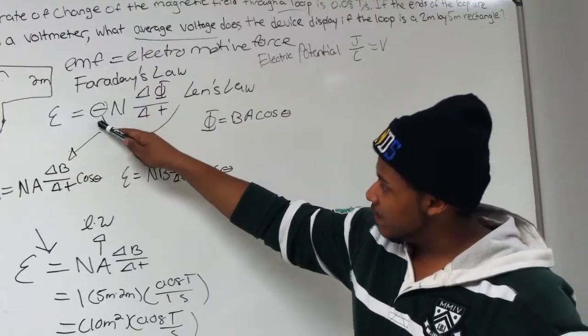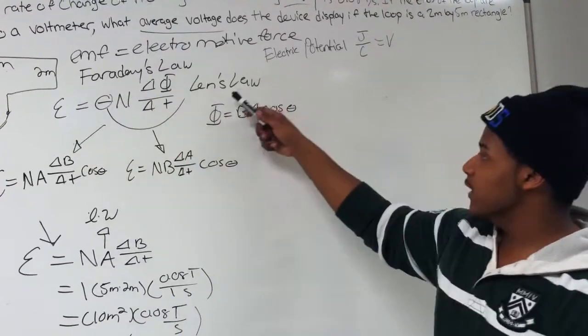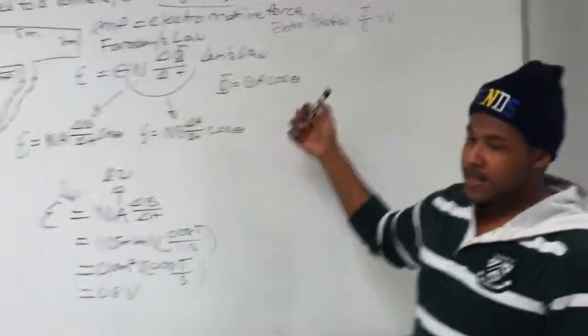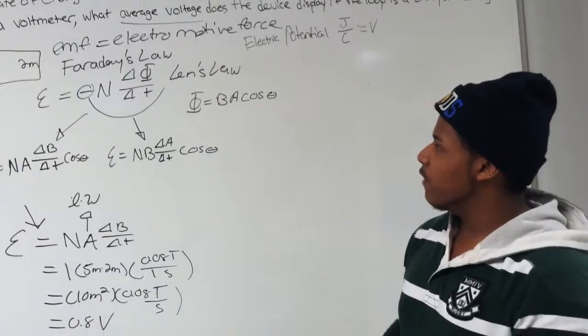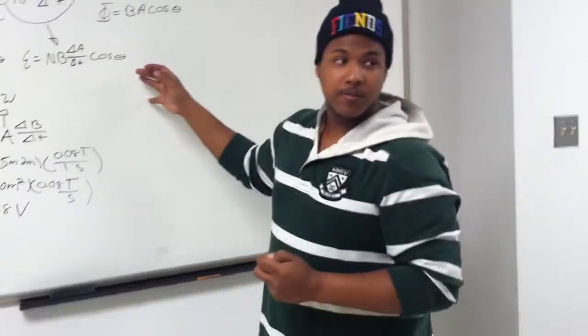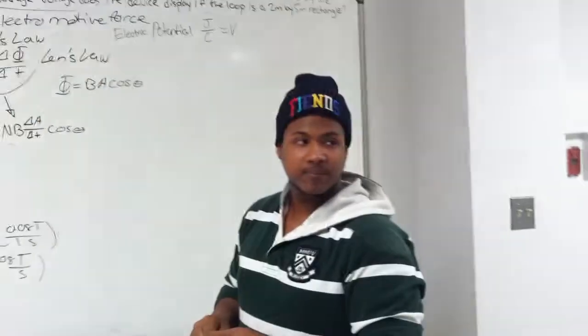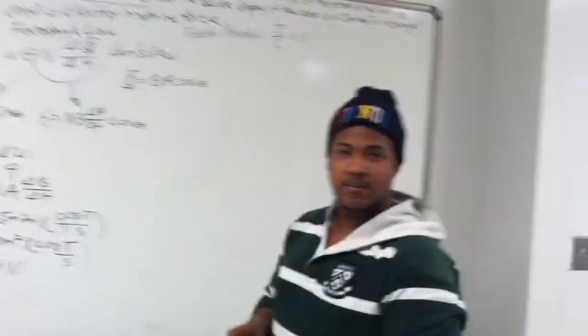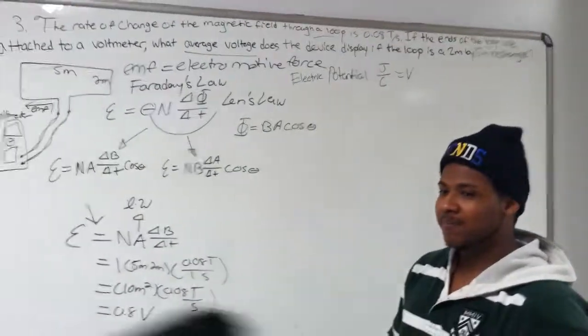The negative sign in this equation is due to Lenz's law. But in this problem, we're not worried about the direction of the magnetic field. What we are worried about is the magnitude of the EMF.